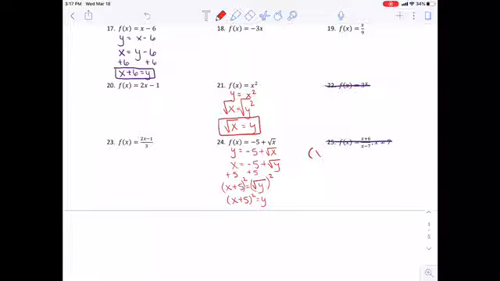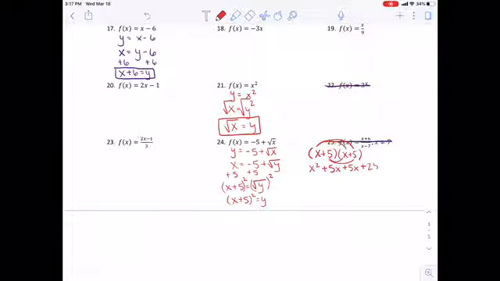Remember to do that, we write it out twice. X plus 5 times x plus 5, and we distribute. X times x is x squared. X times 5 is 5x. 5 times x is 5x. And 5 times 5 is 25. If I combine my like terms, I'll get x squared plus 10x plus 25 equals y.